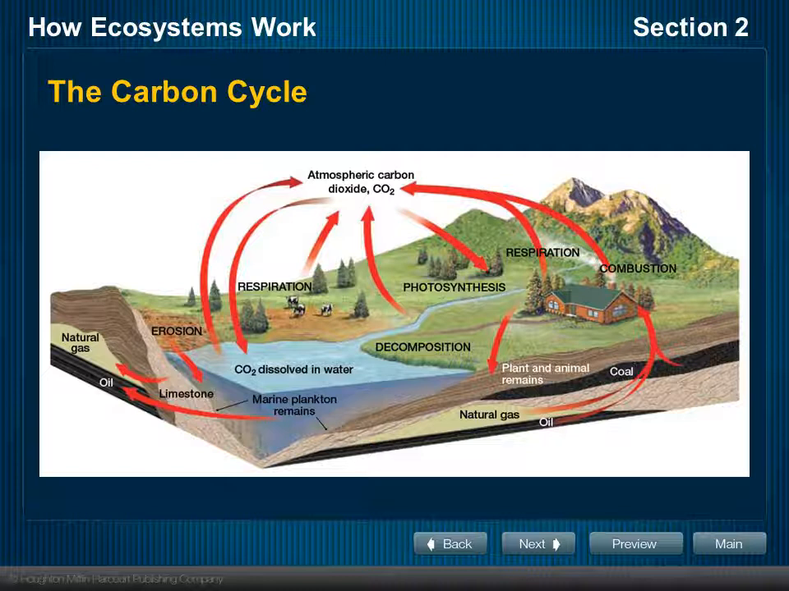But then we can have carbon dioxide that's in the atmosphere that goes into other things. So we have photosynthesis that's going to take carbon dioxide out of the atmosphere. And then we see where there's decomposition and erosion. CO2 can dissolve in and out of the water from the atmosphere as things decompose. Natural gas, oil and coal can lead to the release of carbon dioxide as they're burned. So you can see this is a fairly complex system.